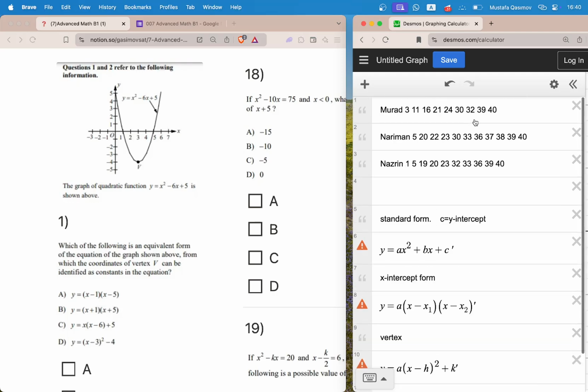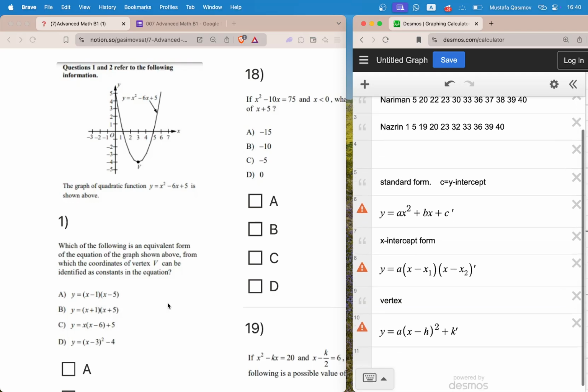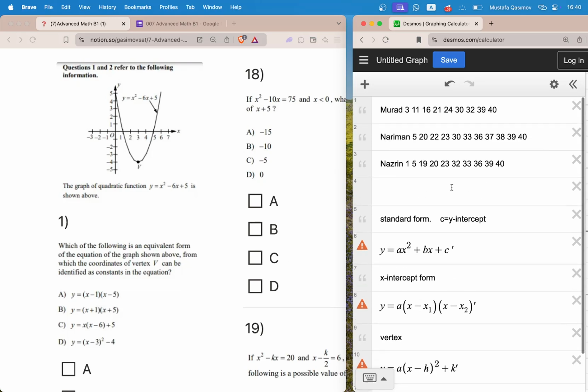Okay, next question is, Nazrin, did you understand why it is D? Because we say vertex. Yes. Okay. Next one is third one.